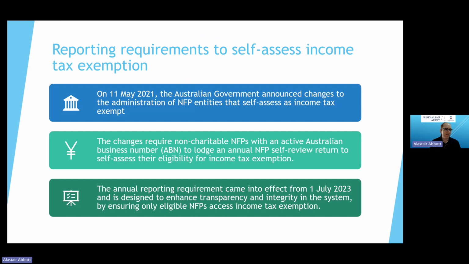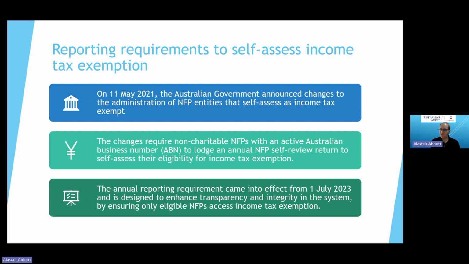So the ATO announced this back in 2021. So it's been a couple of years of process while they've been designing this system and doing a little bit of trialing and getting a bit of feedback. And they've said it applies to any non-charitable NFPs that have an active ABN. So you saw right in that very first slide, I mentioned there were potentially up to 600,000 NFPs, but only about 230,000 that have an ABN.